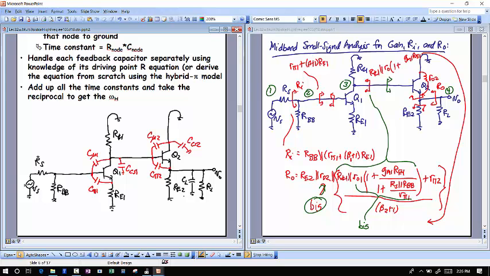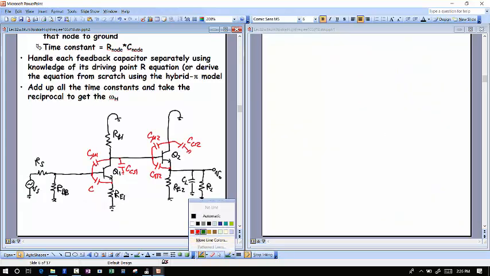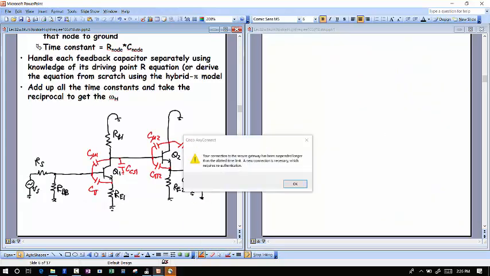The first thing you do after you put your capacitors in is figure out which ones matter and which ones don't. That's going to be a big thing because it's going to allow you to save a good amount of time. So these capacitors, C mu 1 and C pi 1, are going to matter. Well, there's some debate after we're done with this whether C pi 1 matters.